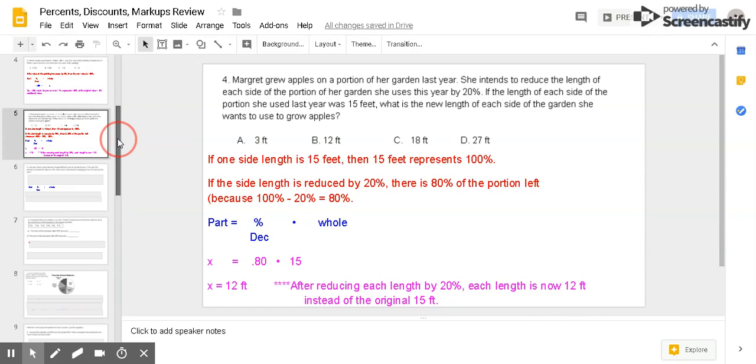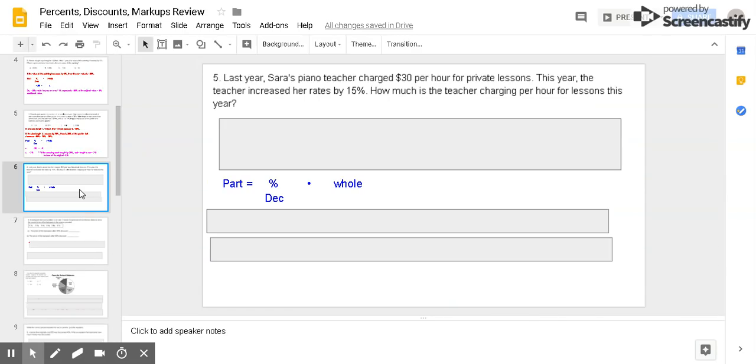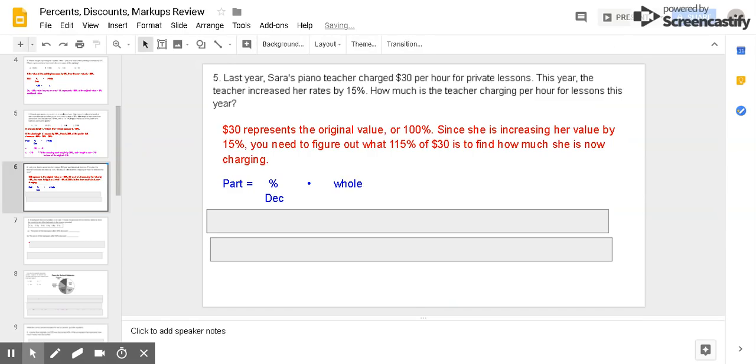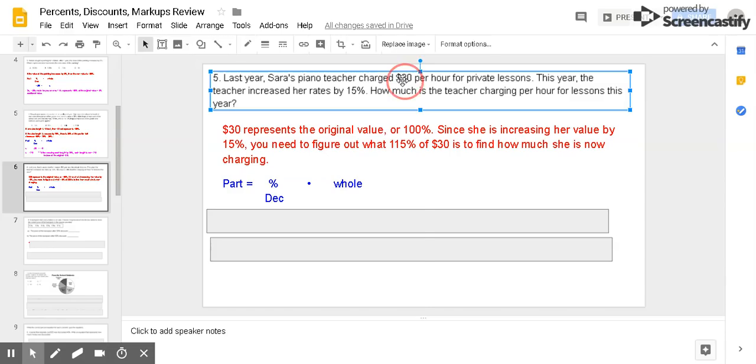Okay, moving on to the next question. Number 5: last year Sarah's piano teacher charged $30 per hour for private lessons. This year the teacher increased her rates by 15%. How much is the teacher charging per hour for lessons this year? So let's understand the question first. $30 represents the original value. This is how much she started with, this $30.